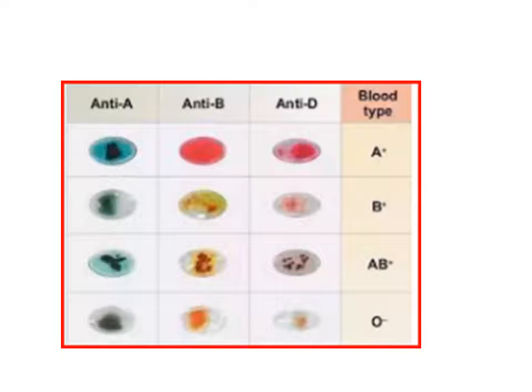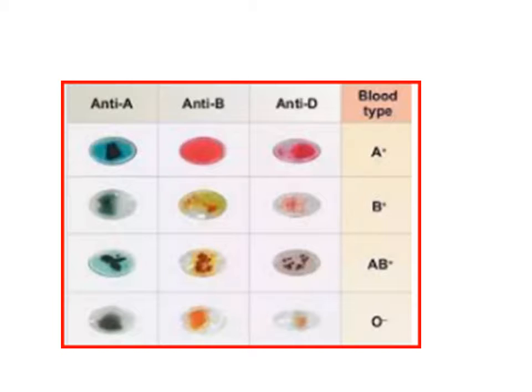Then if you have agglutination in all three drops, meaning A, B, and D, it means your blood group is AB positive. And if you do not have any agglutination, it means your blood group is O negative.